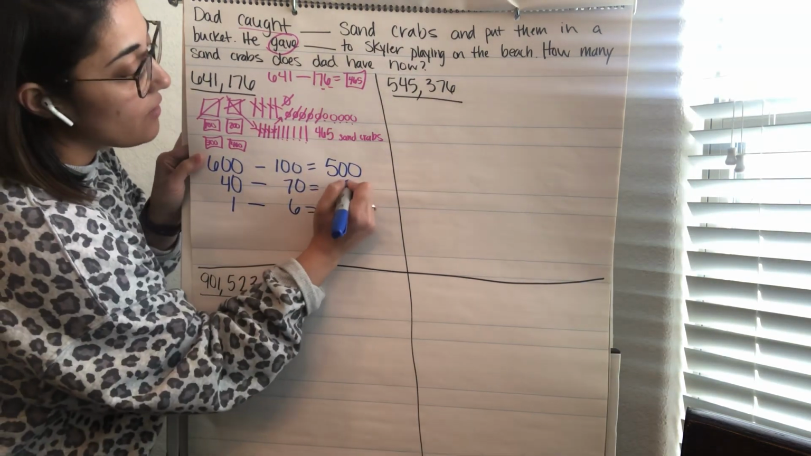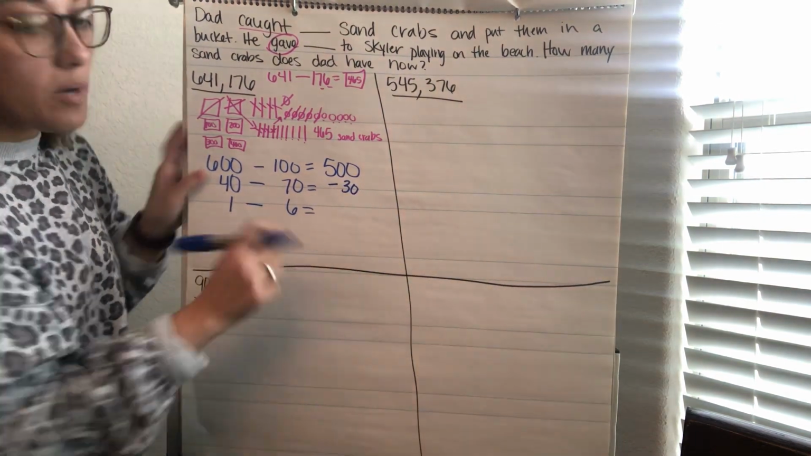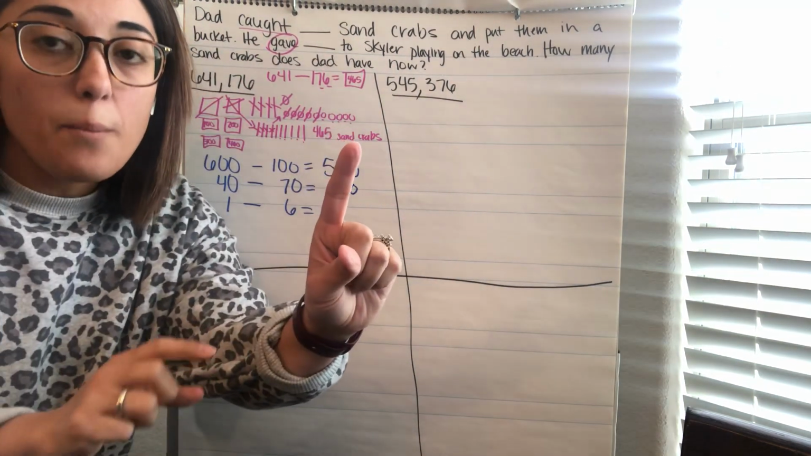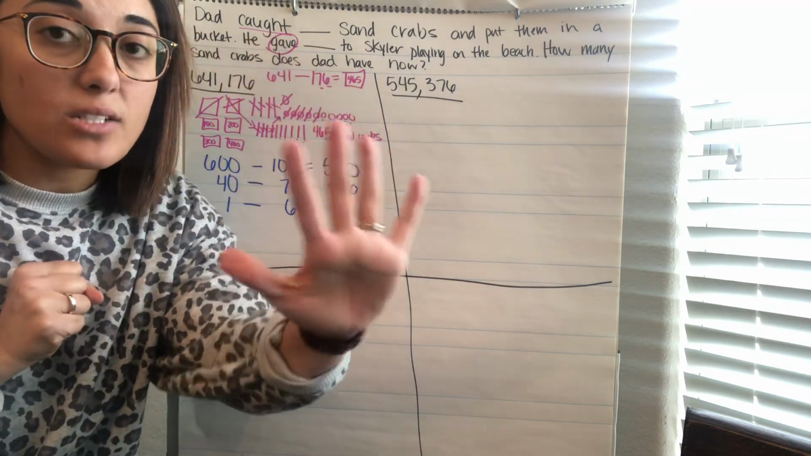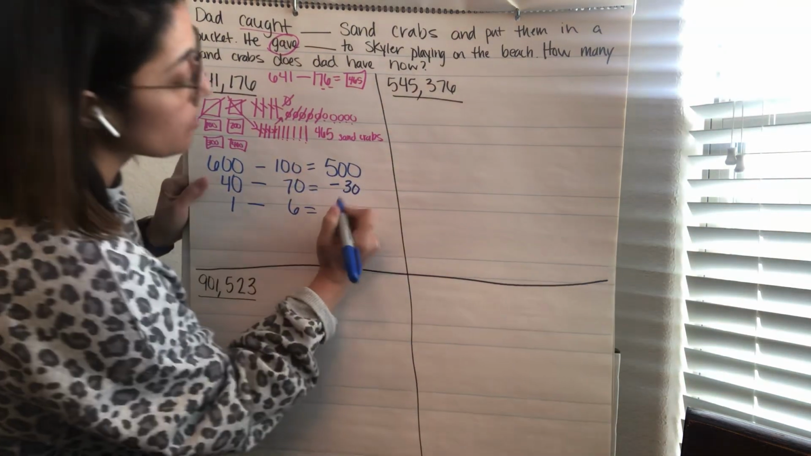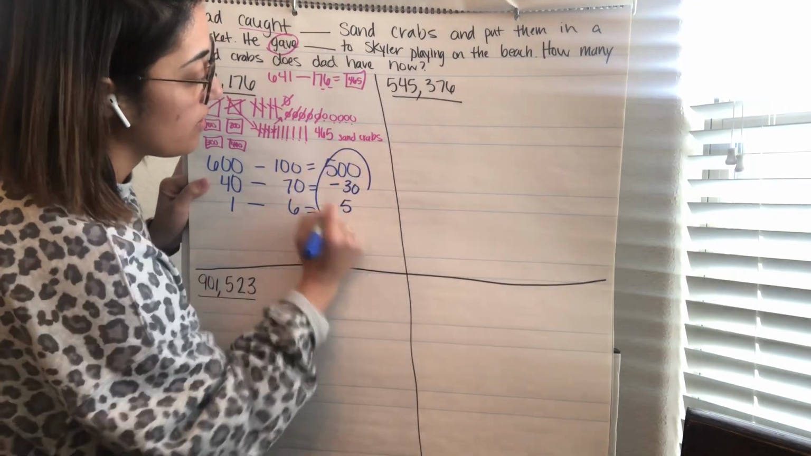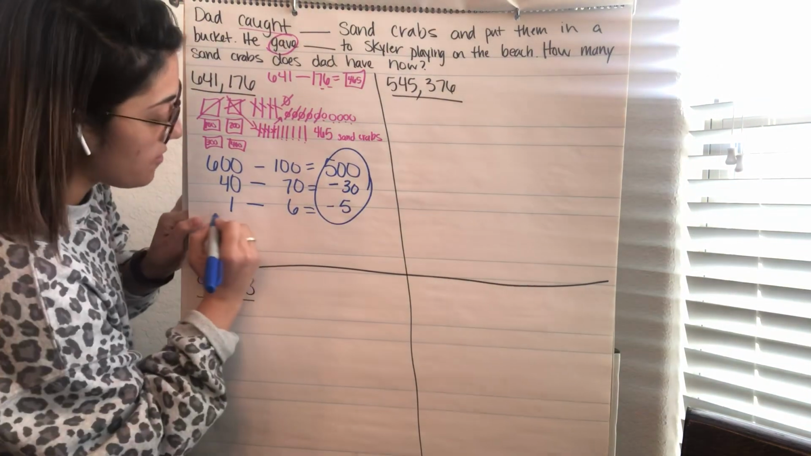So we have negative 30, and then 1 minus 6, same thing. I have 1, but I need to take away 6. Well, I have 1, so I can take 1 away. I still need to take away 5. So negative 5. I'm going to add all those up together.